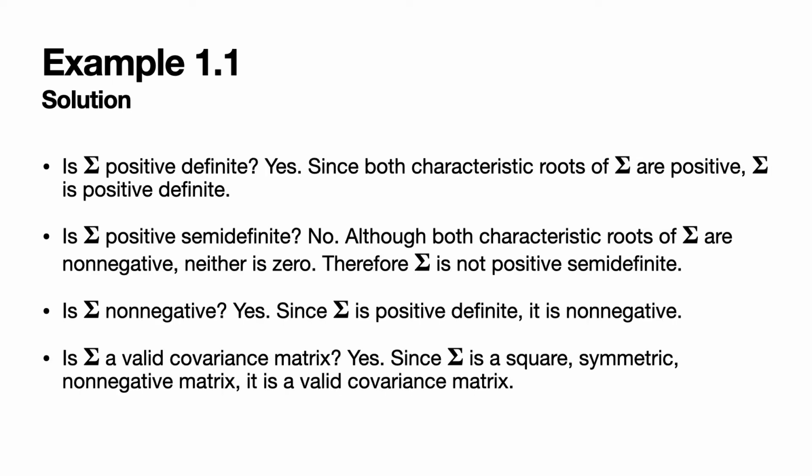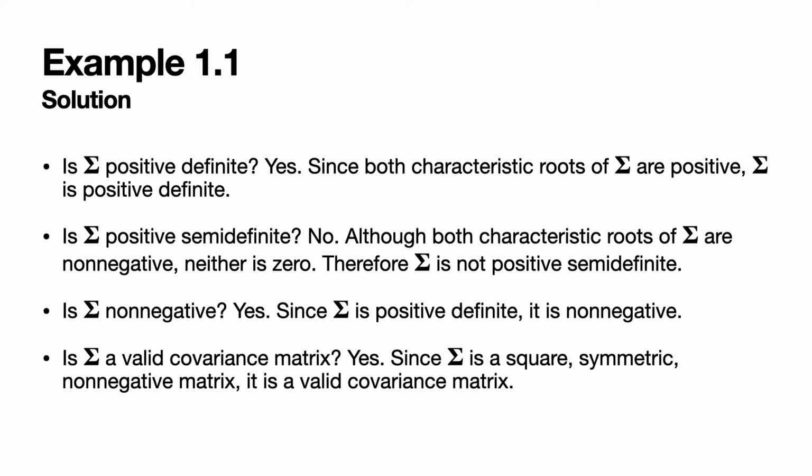All right, so now we want to determine whether or not the matrix is positive definite, whether it's positive semi-definite, and whether it's non-negative. So the first question, is cap sigma positive definite? And the answer is yes. Since both characteristic roots of cap sigma are positive, cap sigma is positive definite. Is cap sigma positive semi-definite? The answer is no. Although both characteristic roots of cap sigma are non-negative, neither of them is 0. Therefore, cap sigma is not positive semi-definite.